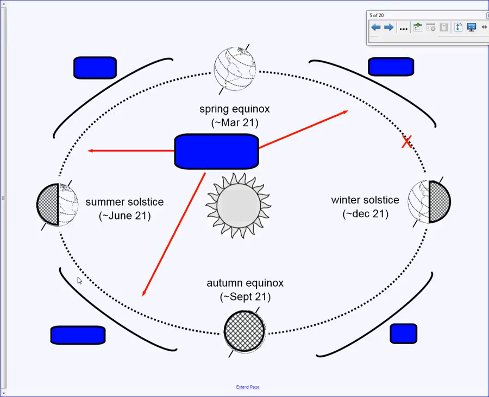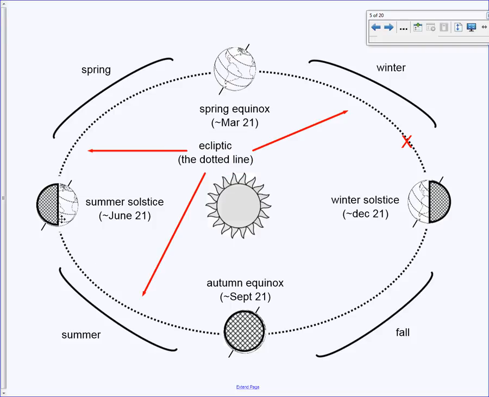So that means that the time between June 21st and September 21st is our summer, then fall, winter, and spring. We did this lesson in January, so that's what this X is supposed to denote. This is about where we are currently as I'm making this video in our path around the sun. That path is called the ecliptic, and that's represented by a dotted line.